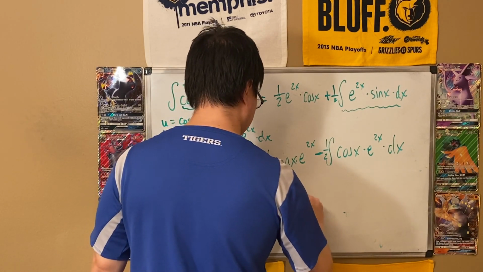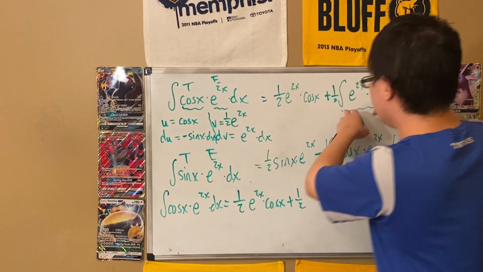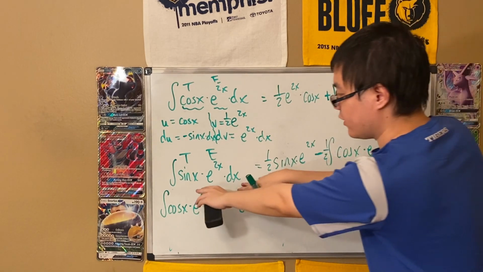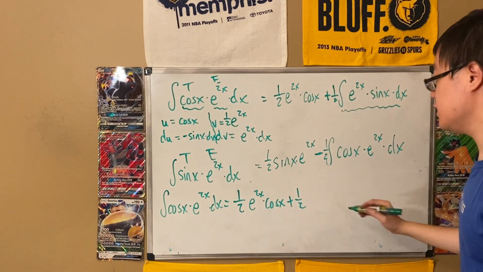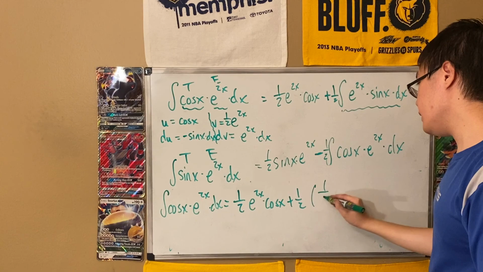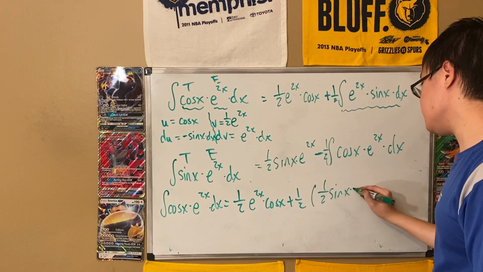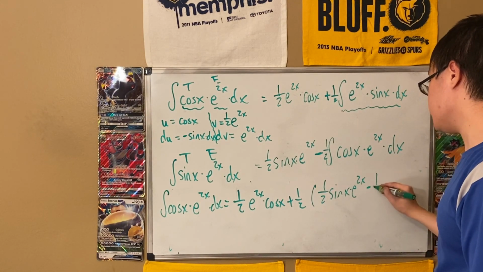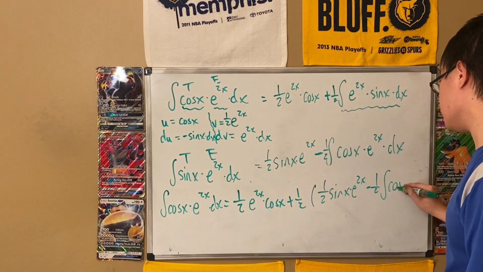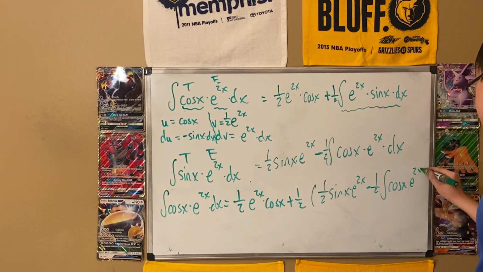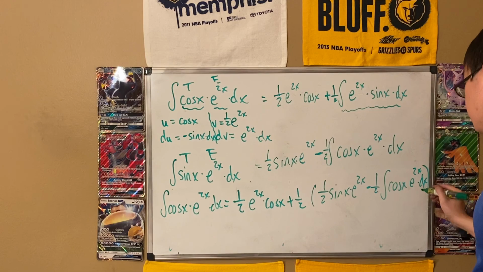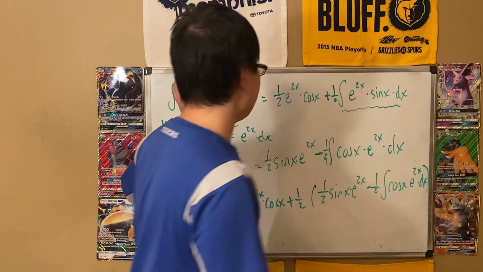We're going to write plus 1/2. And then again, we had to do this easier integral with another integration by parts, and we got this. So we're going to write this instead: 1/2 sine of x times e to the 2x minus 1/2 integral of cosine of x e to the 2x times dx. Wowza. So again, we have this harder integral.